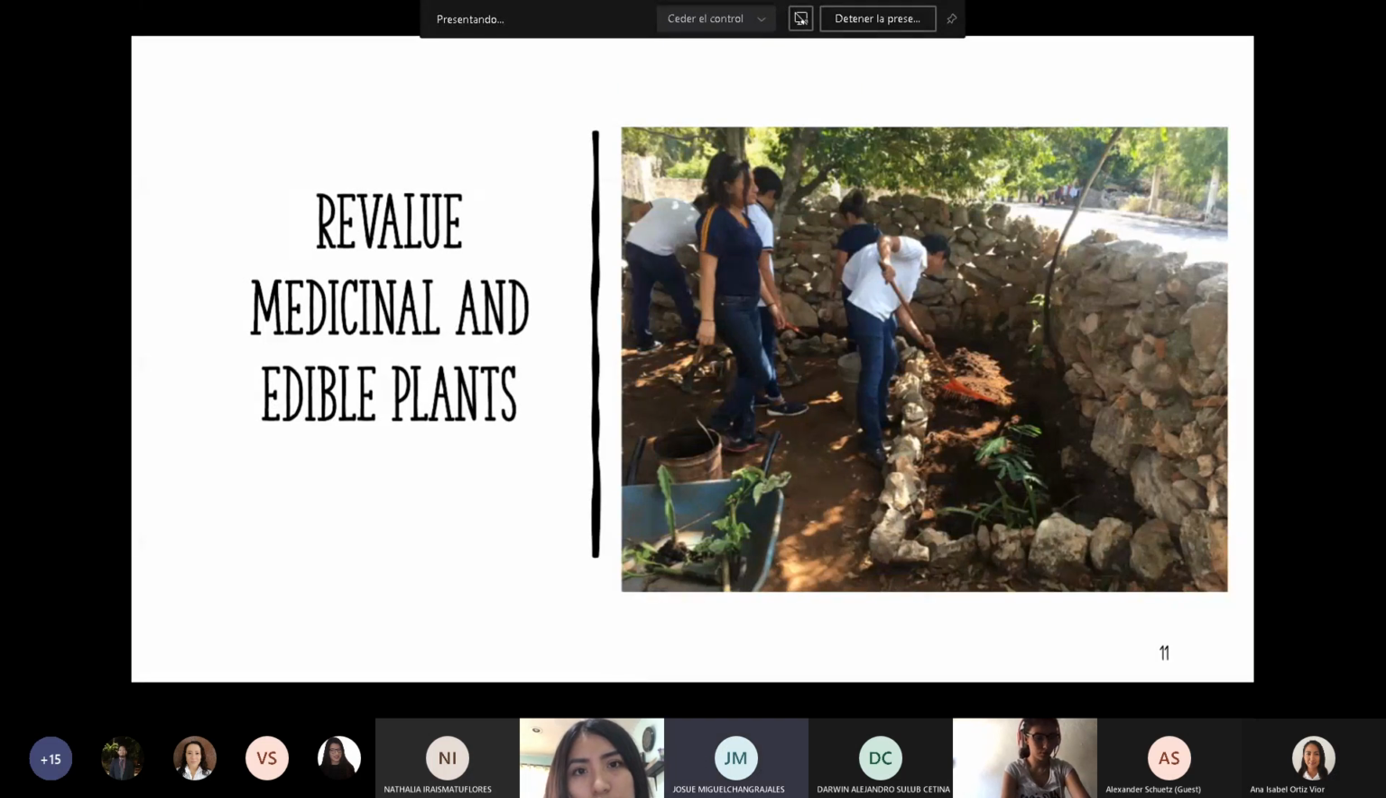Revalue medicinal and edible plants. In this project, students build medicinal nurseries, and we can observe how the students are responsible for the process of caring for these plants. Next, please.